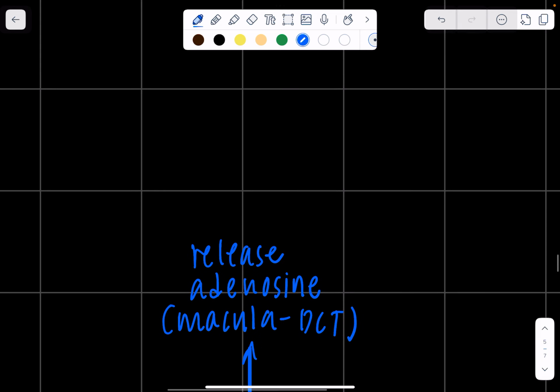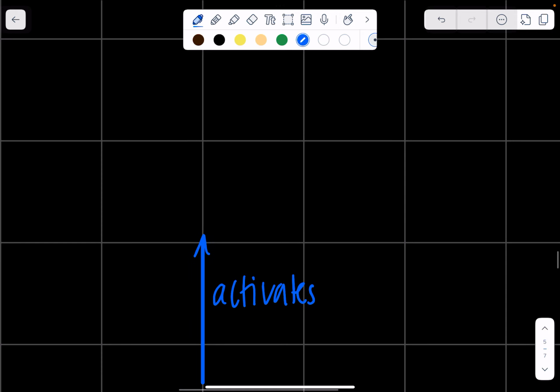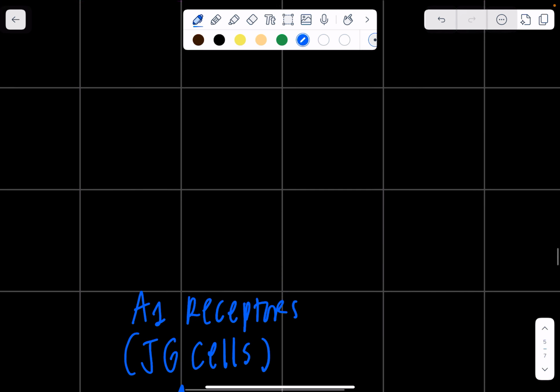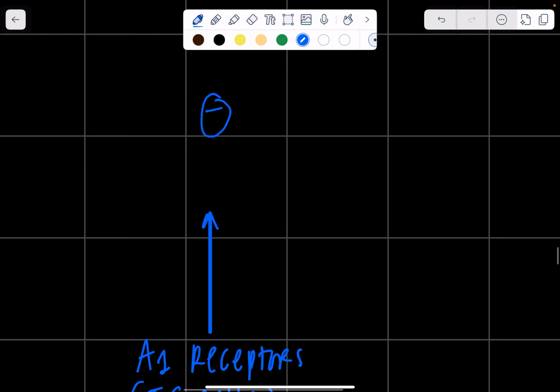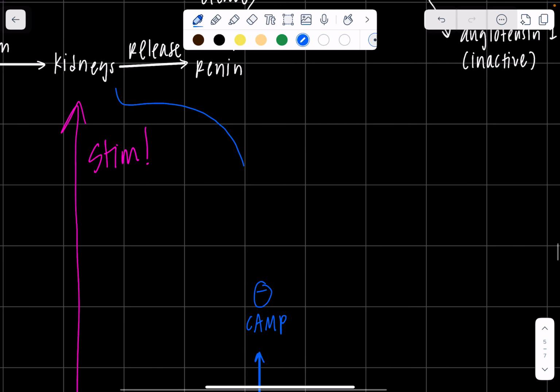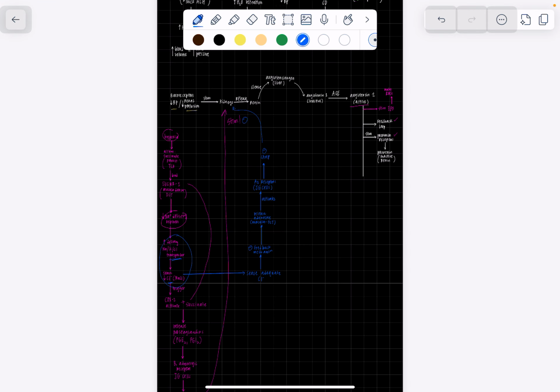So the adenosine goes and activates alpha-1 receptors on our juxtaglomerular cells. And these receptors are what go and turn off our cAMP. And because the cAMP gets turned off, the kidney stimulation also gets turned off. And that stops our RAAS activation.